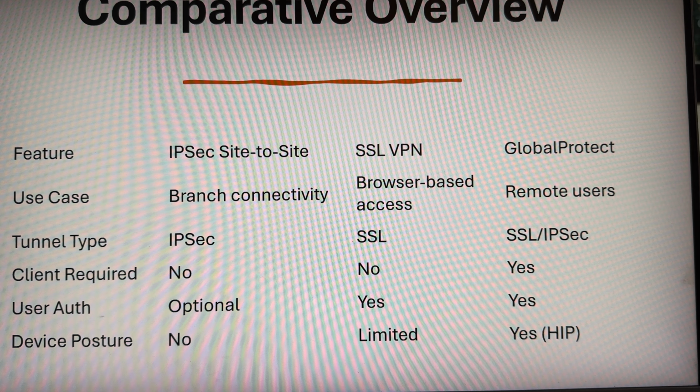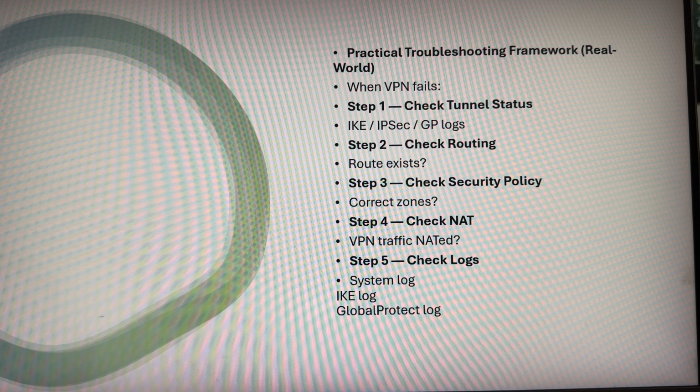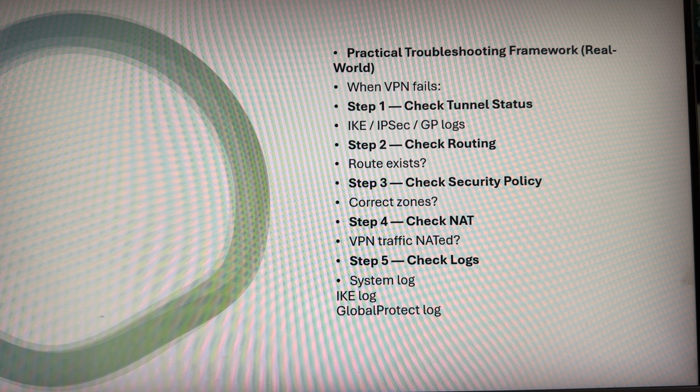Practical troubleshooting framework, real world. When VPN fails, we need to check the following. Step 1, check the tunnel status: IKE, IPsec, GP logs. Step 2, check the routing, that a route exists. Step 3, check security policies, correct zones. Step 4, check NAT, that VPN traffic is not NATed. Step 5, check the logs: system logs, IKE logs, GlobalProtect logs.